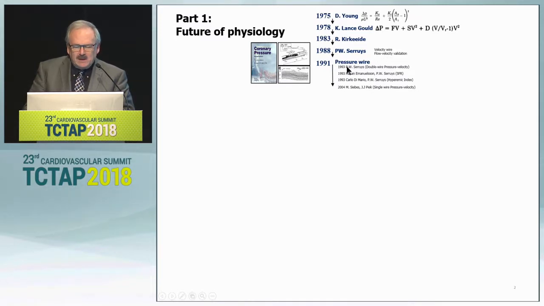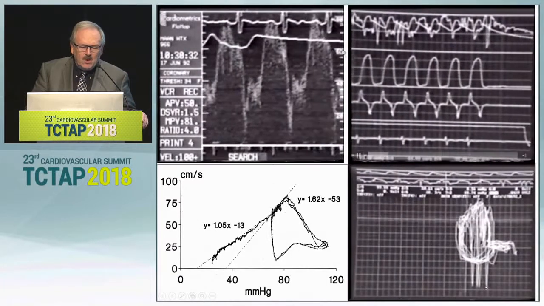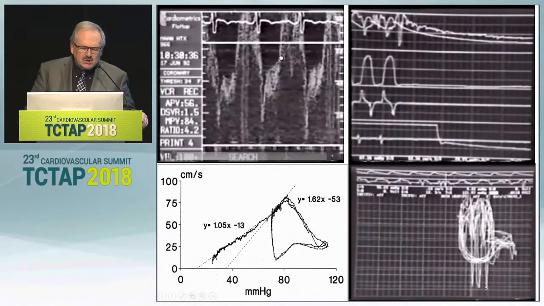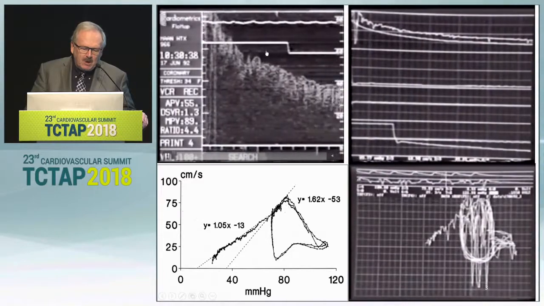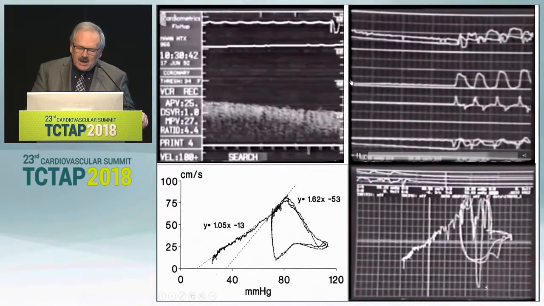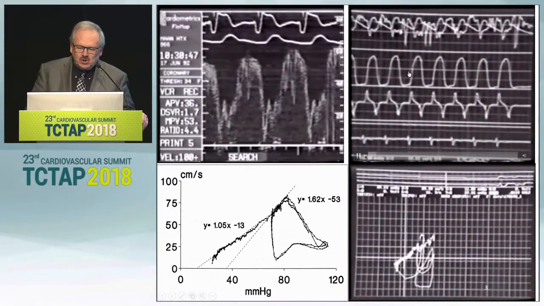And for a few years, I combined the pressure wire and the velocity wire in an attempt to understand the physiology. What you see here is the velocity, and then in transplantation, we were stopping the heart with adenosine. You see the velocity dropping as well as the pressure, and then we were pacing the patient.